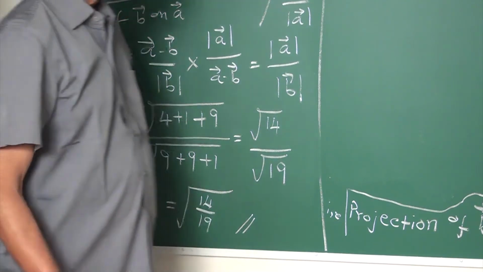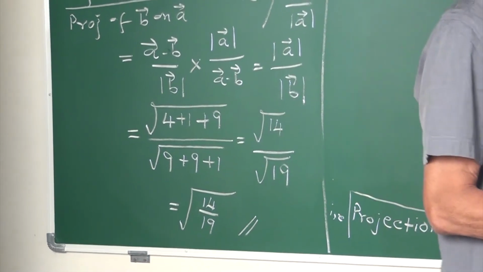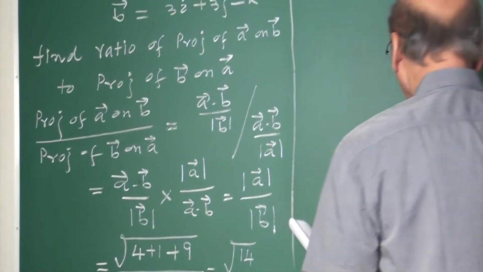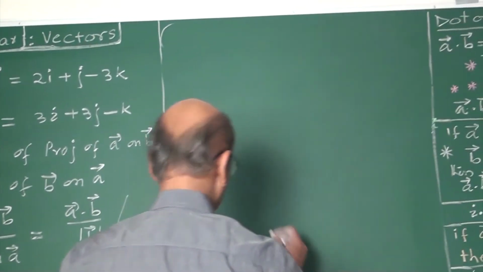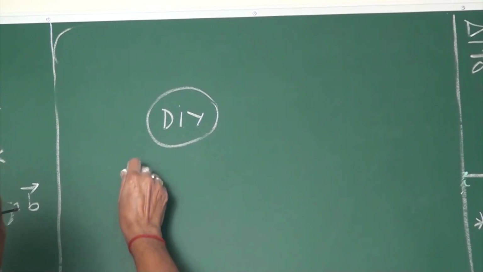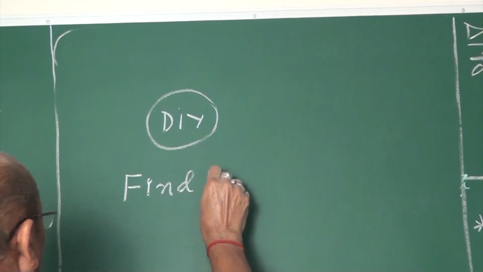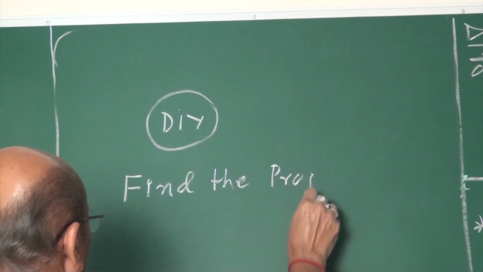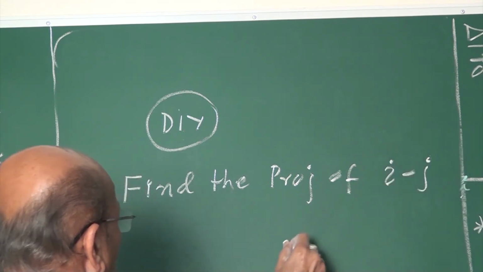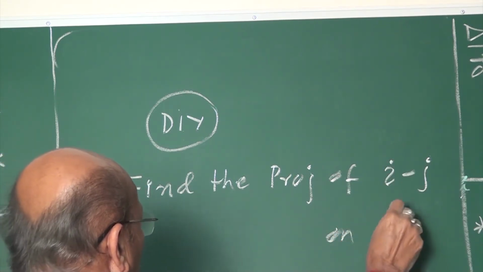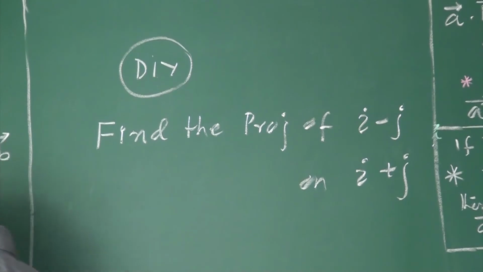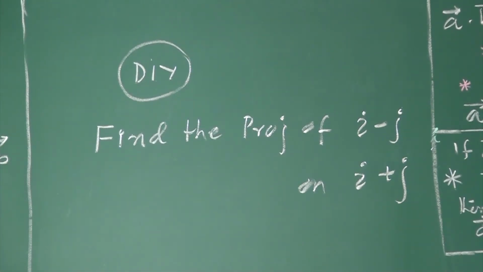Yes, my friend. Just one sample if you wanted, you do this. DIY. Find the projection of vector i minus j on vector i plus j. Yes, my friends, do this.